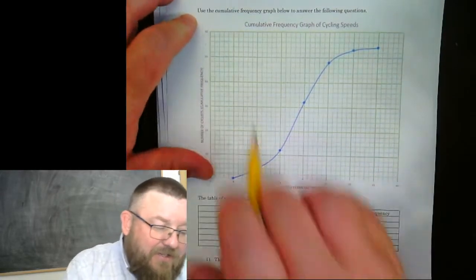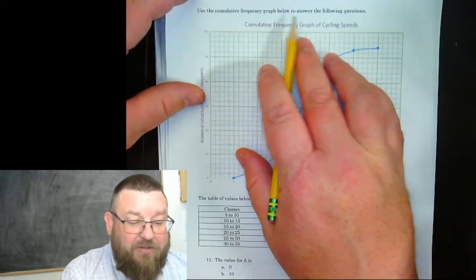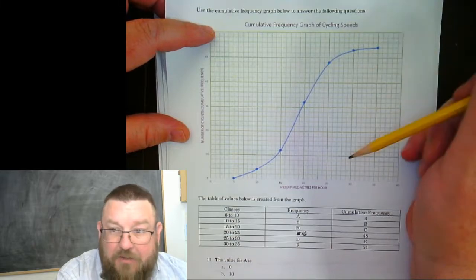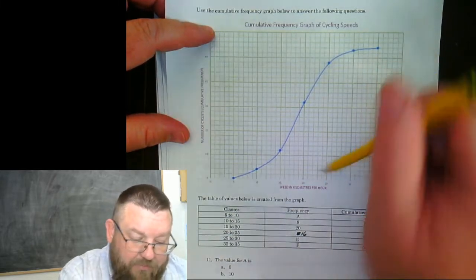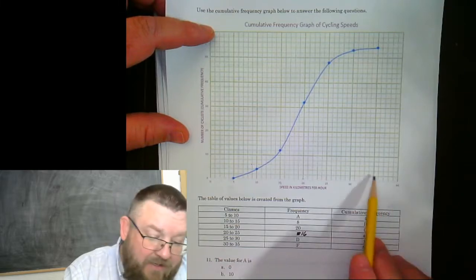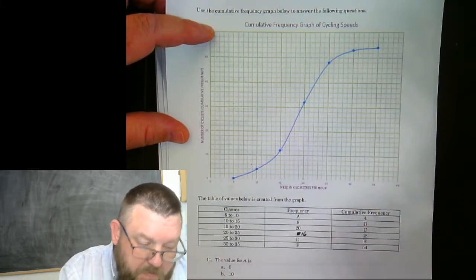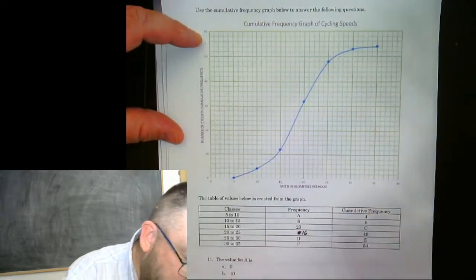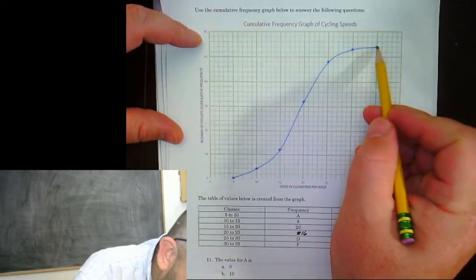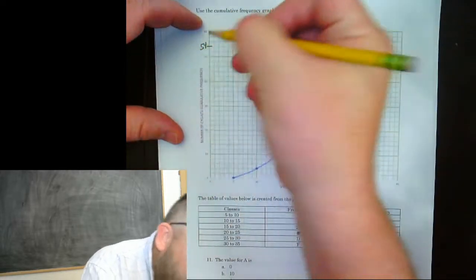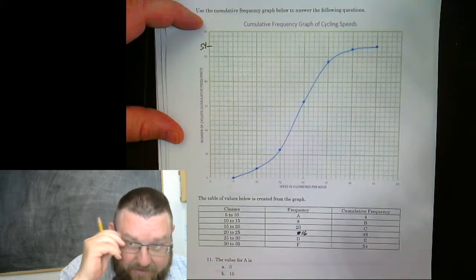Make sure you read the instructions. Use the cumulative frequency graph to answer the following questions. So this is a graph of cycling speeds, in kilometers per hour. It looks like it goes up to 40, but that's not the highest speed. The highest speed would be 35. In cumulative frequency, it looks like we got a 54. So we have a total of 54 cyclists that we've measured, or timed, right?